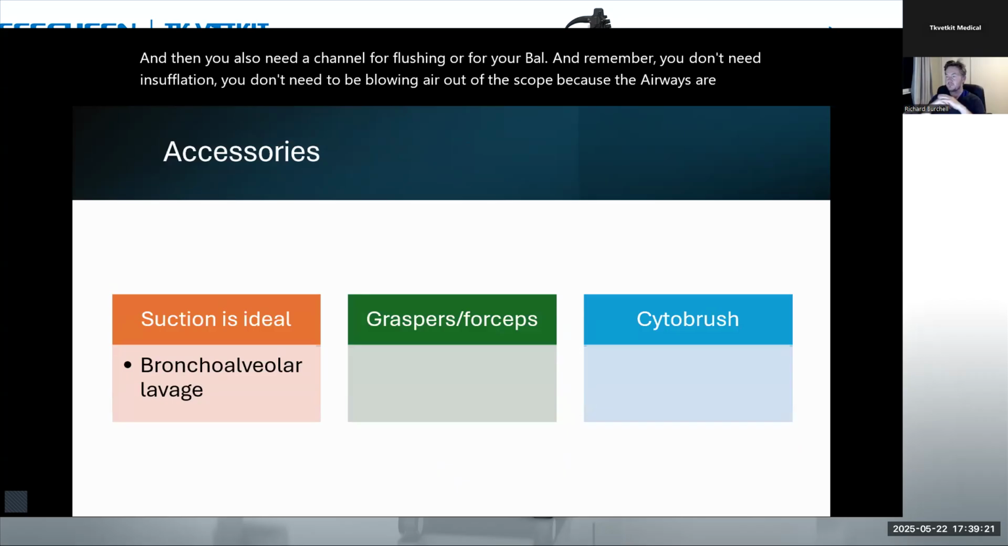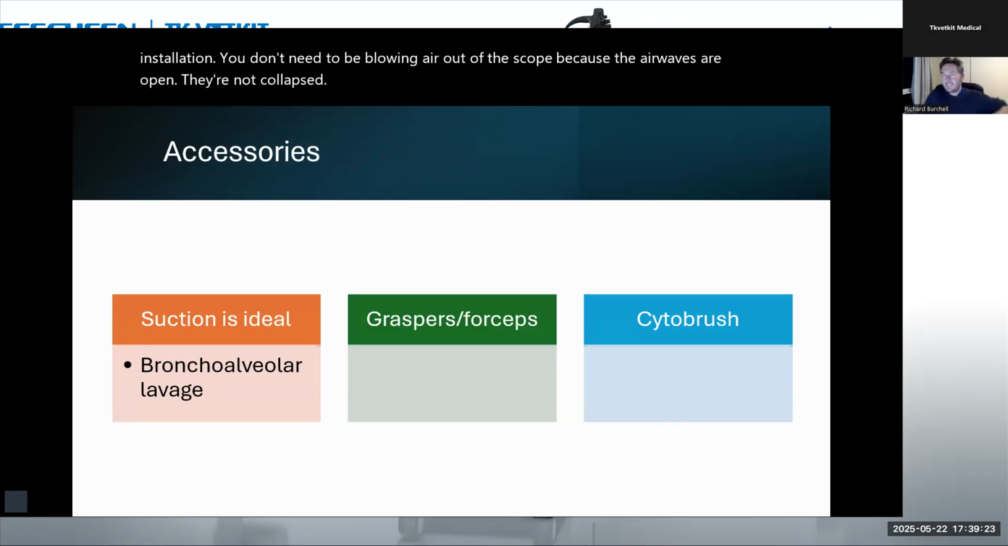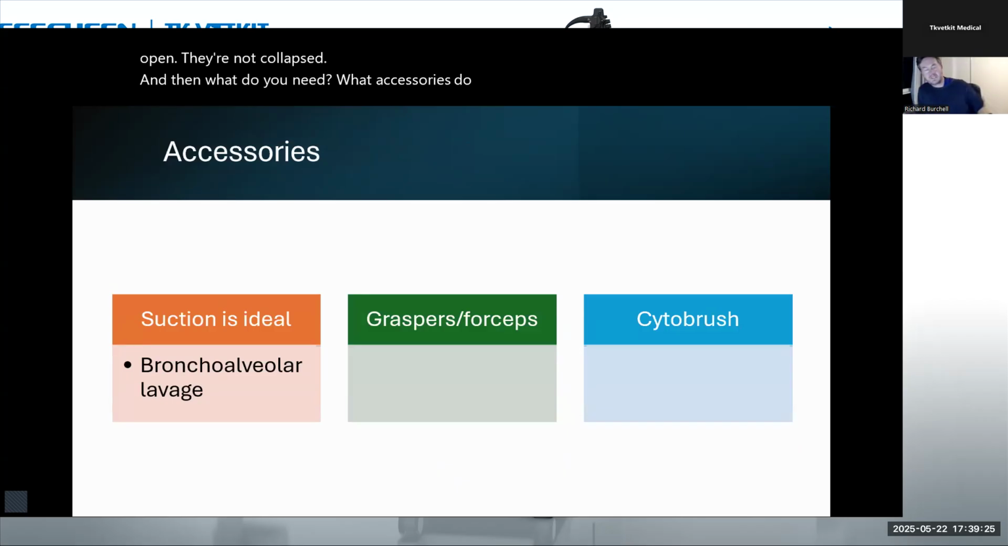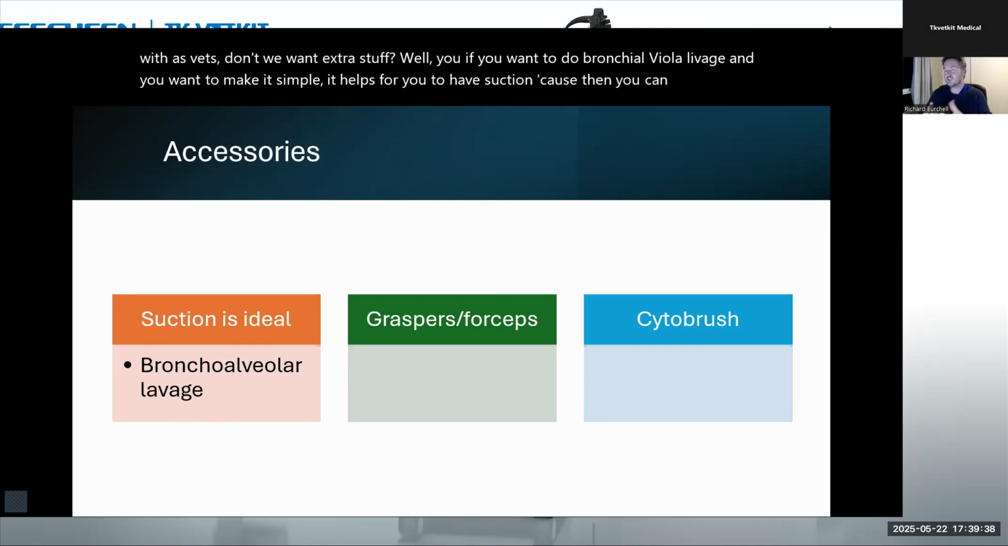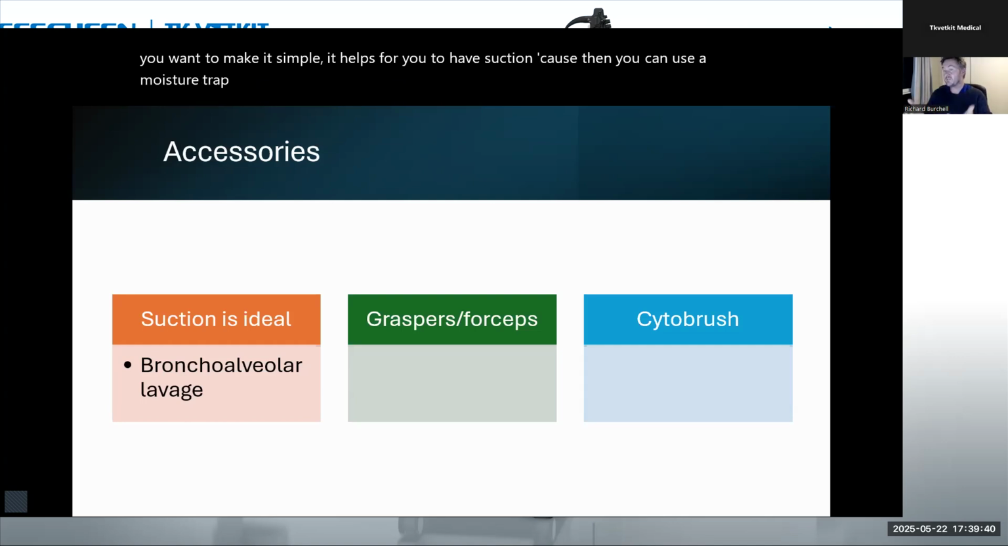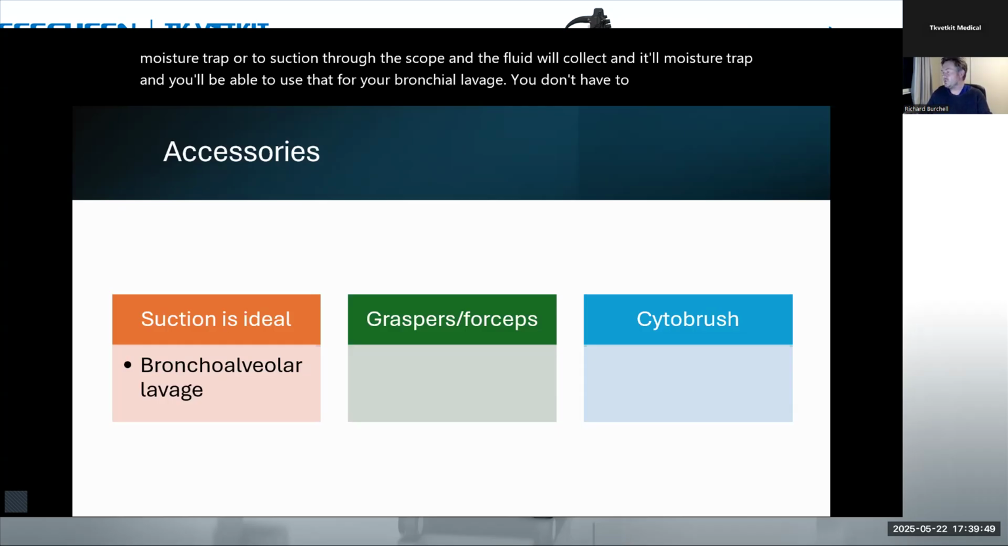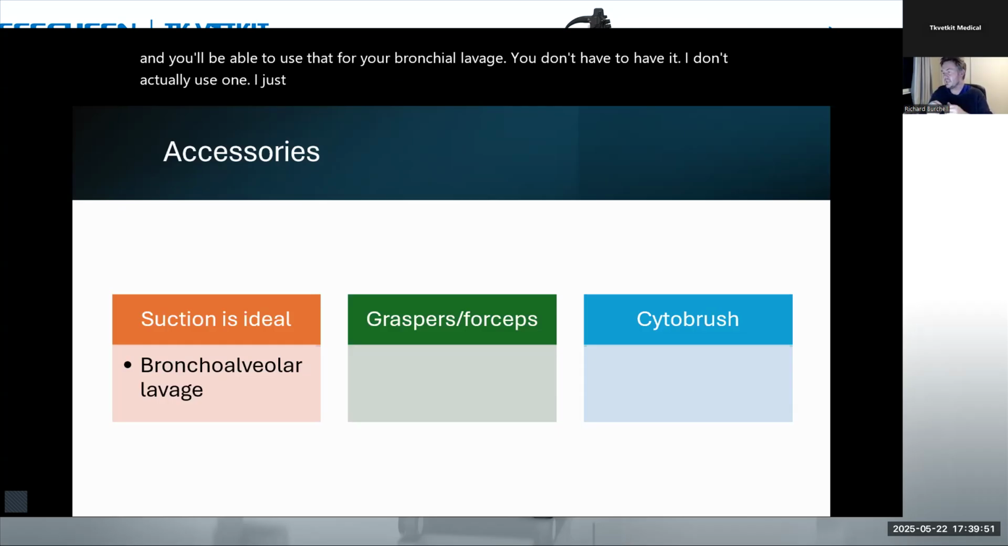They're not collapsed. And then what do you need? What accessories do you need? We always want accessories as vets, don't we? We want extra stuff. Well, if you want to do bronchoalveolar lavage and you want to make it simple, it helps for you to have suction, because then you can use a moisture trap or suction through the scope, and the fluid will collect in a little moisture trap, and you'll be able to use that for your bronchoalveolar lavage. You don't have to have it. I don't actually use one. I just use a syringe and I suck manually.